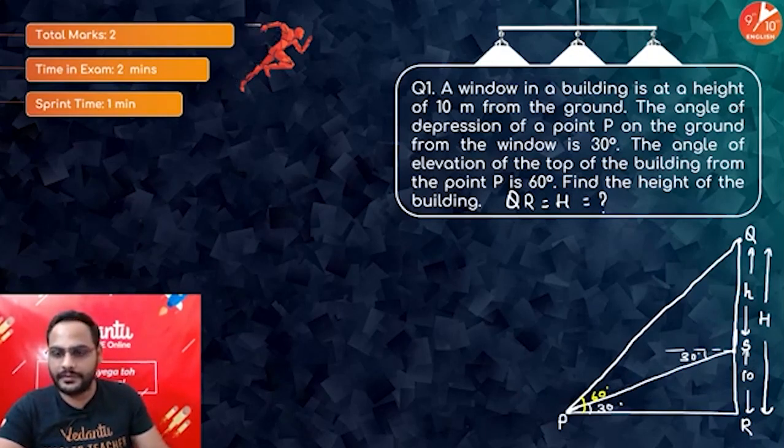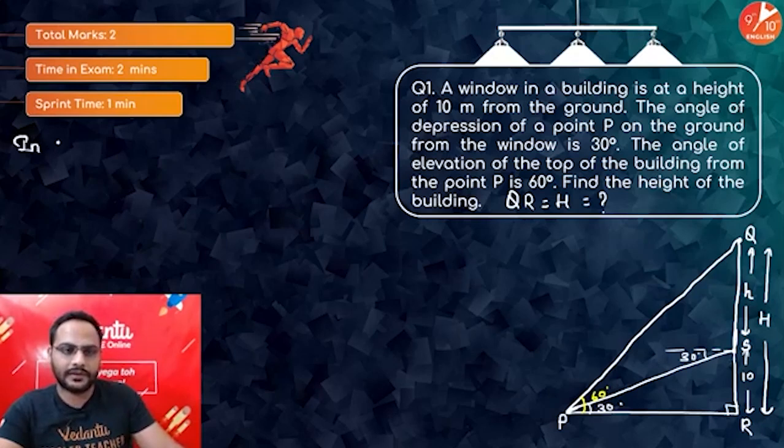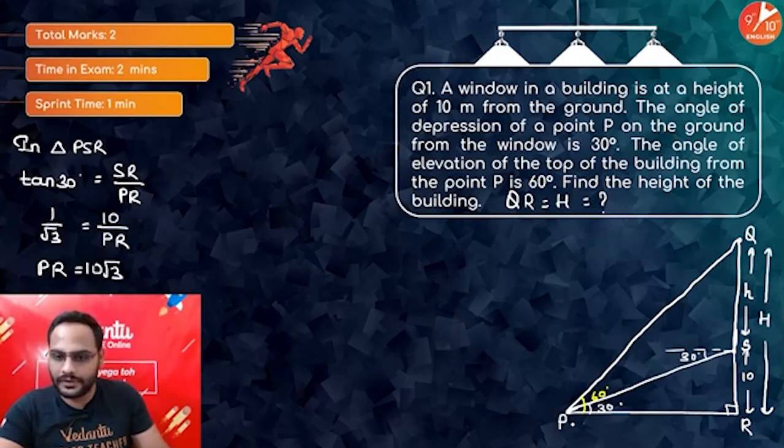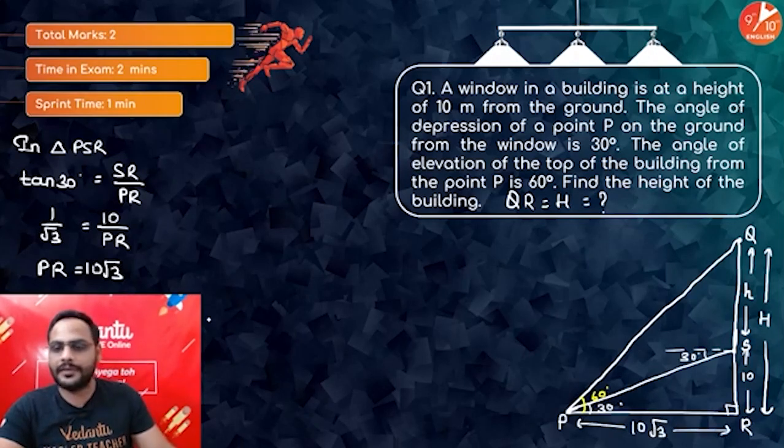First thing, I will start with the triangle PSR, because in this we know the side SR is 10 meters. So in triangle PSR, tan 30 degree will be SR upon PR. Tan 30 is 1 by root 3. SR is 10, PR we don't know. From here you will get PR is equal to 10 root 3 meters. So now we have got that PR is 10 root 3 meters. PR is also a side of the triangle PQR.